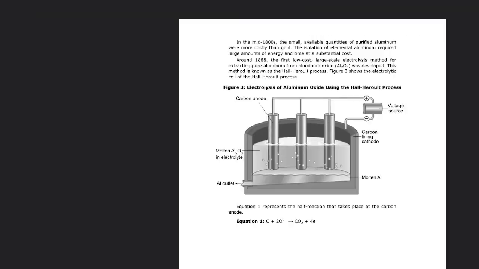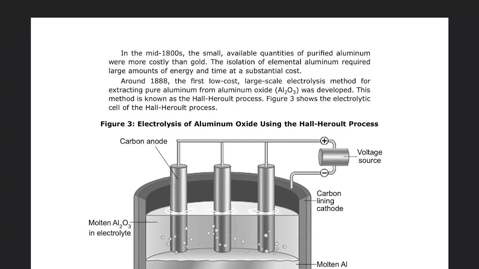Okay, moving along. In the mid-1800s, the small available quantities of purified aluminum were more costly than gold. The isolation of elemental aluminum required large amounts of energy and time at a substantial cost. Around 1888, the first low-cost, large-scale electrolysis method for extracting pure aluminum from aluminum oxide was developed. This method is known as the Hall-Héroult process. Figure 3 shows the electrolytic cell of the Hall-Héroult process.